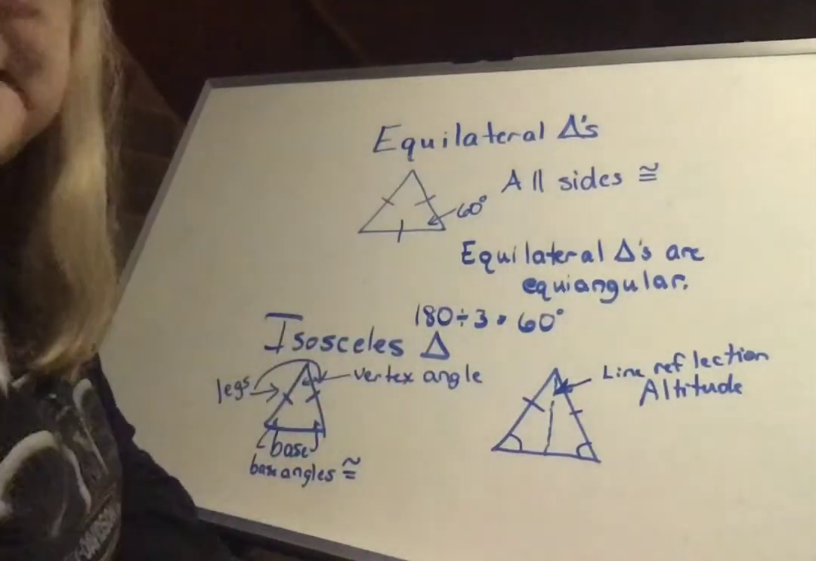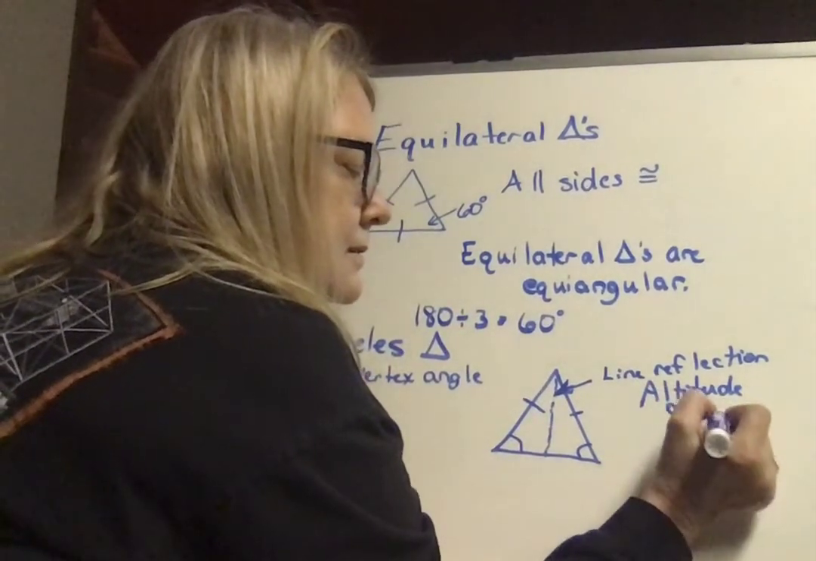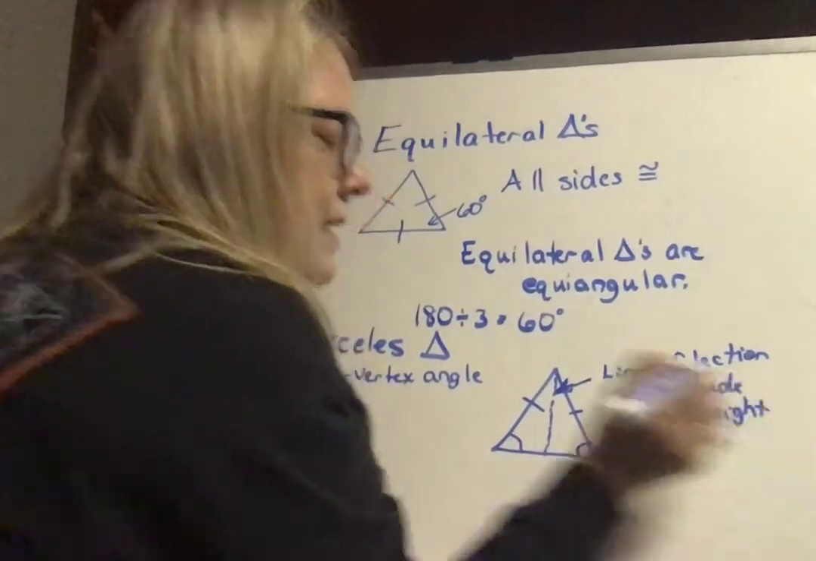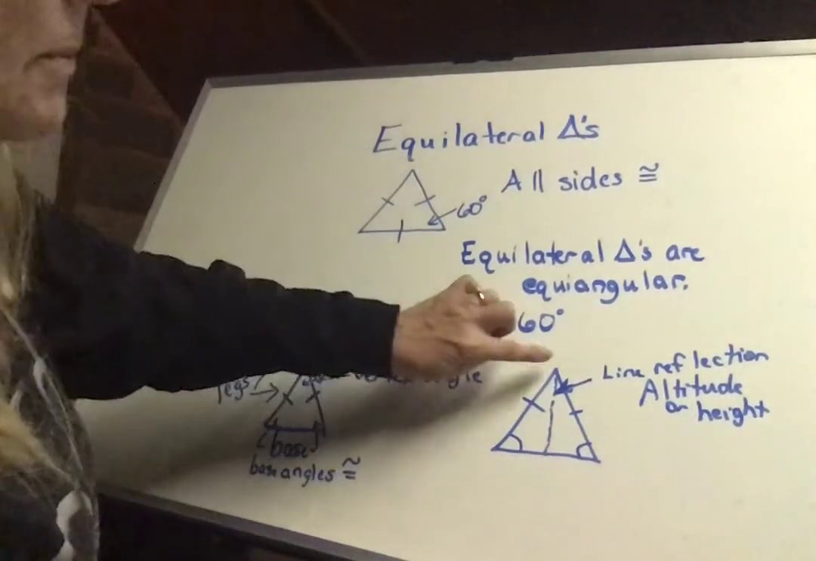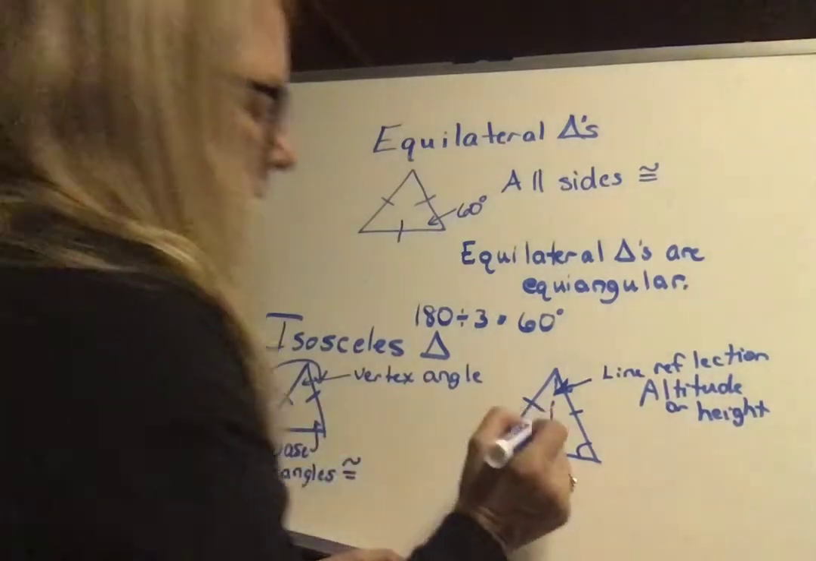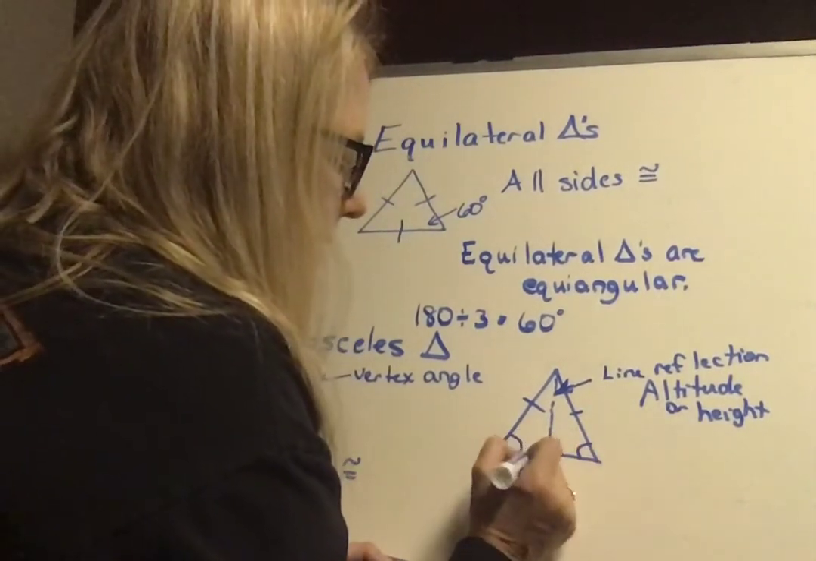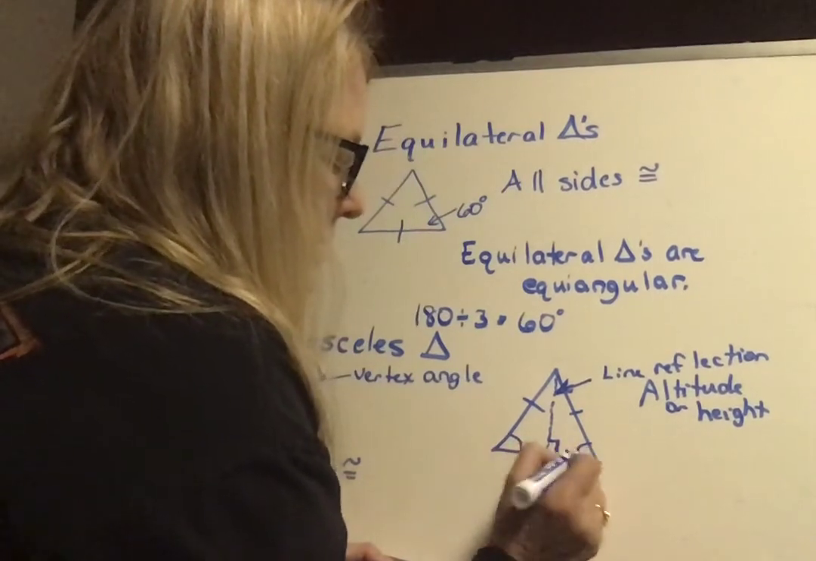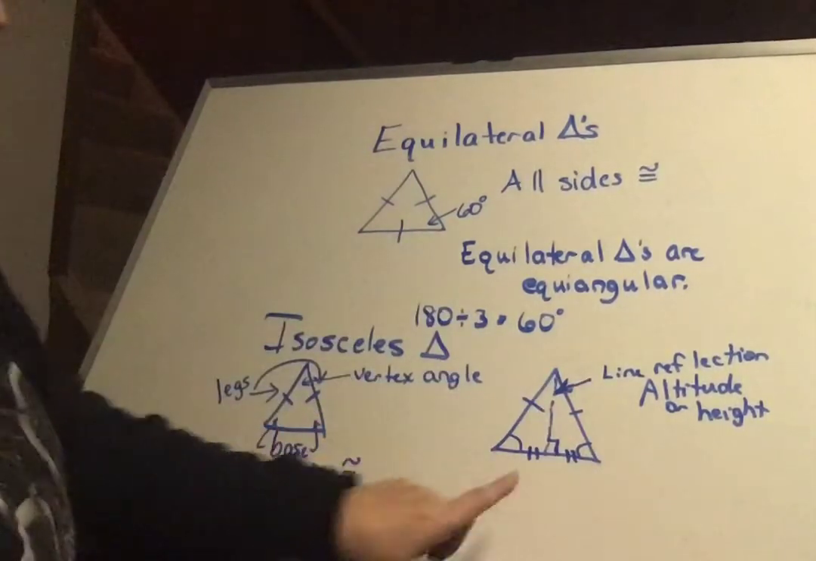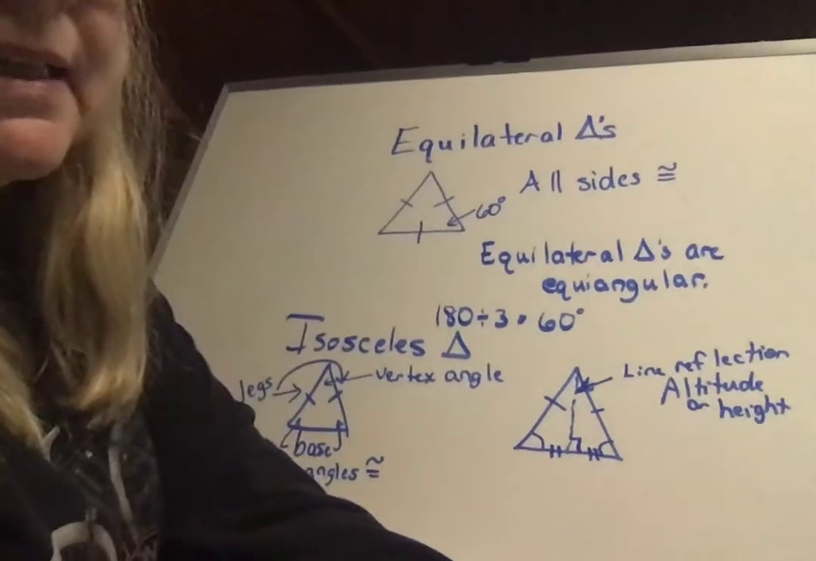You've used height in half times base times height. Height of the triangle is the altitude from a vertex to the opposite side, and it is measured at a right angle, and it splits this bottom base into two equal parts. The altitude meets the base at 90 degrees.